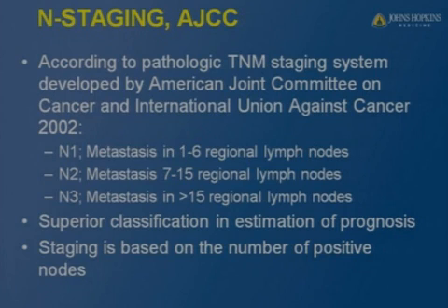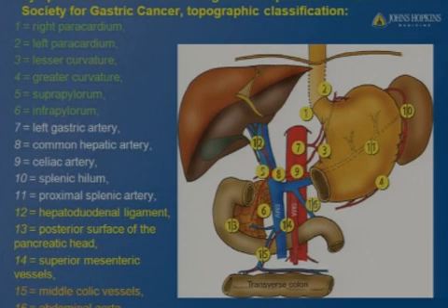There are other N classifications as well, such as N1 being a lymph node within 3 cm from the tumor margin, and N2 more than 3 cm away from the tumor margin. But this classification is more correlative to the estimation of prognosis. This slide shows where the perigastric lymph nodes are involved.